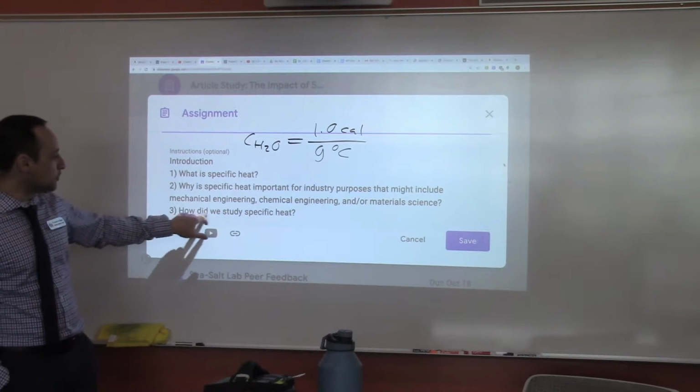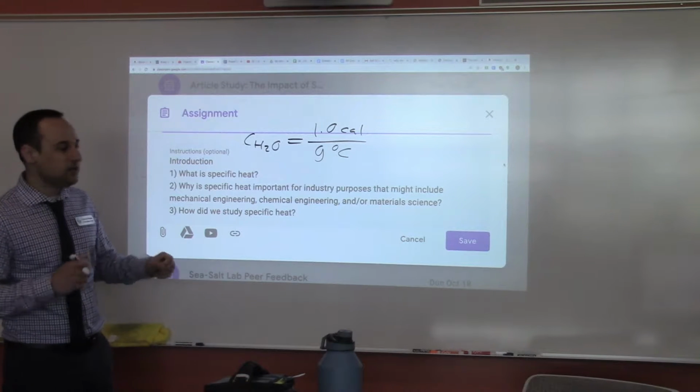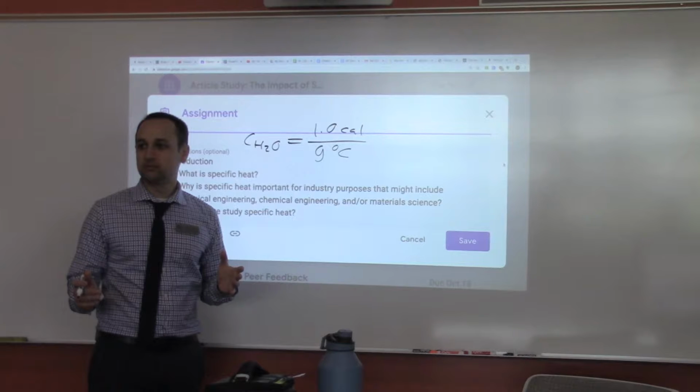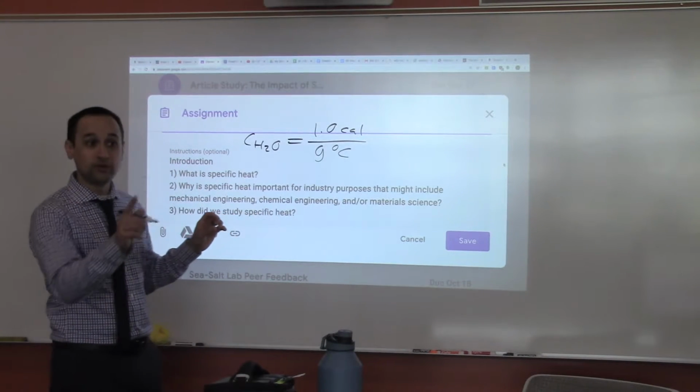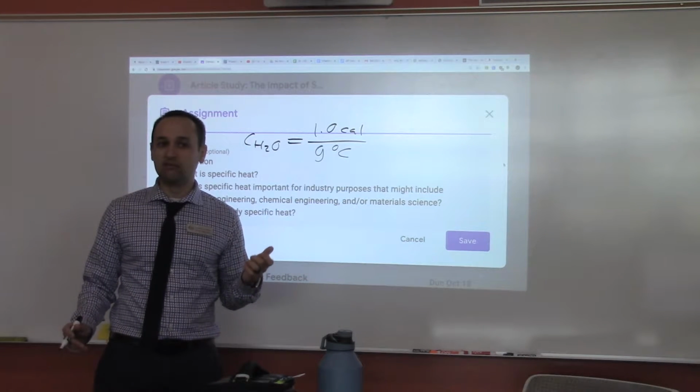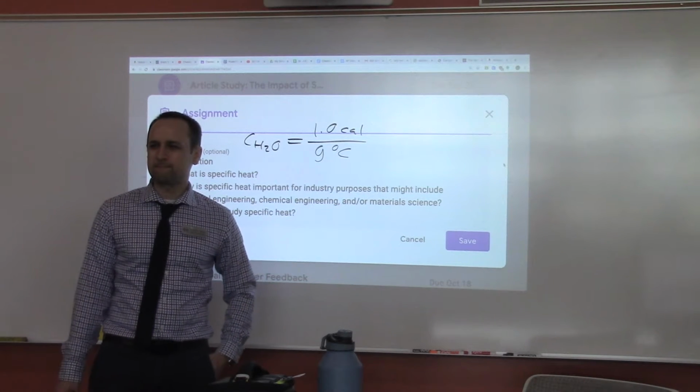Okay, last part. How did we study specific heat? So we experimentally measured the specific heat of what? The bolt, right? We knew the specific heat of water. We took that for granted. But we experimentally measured the specific heat of the bolt. And the bolt was made out of what?